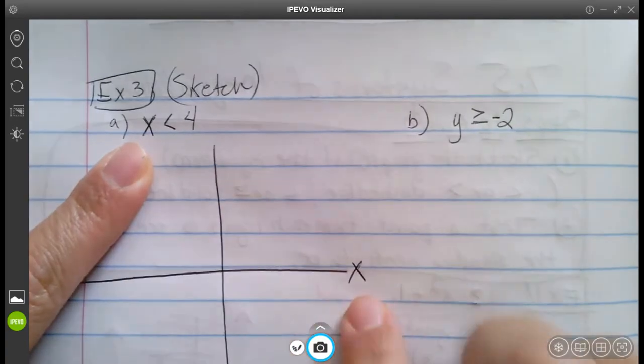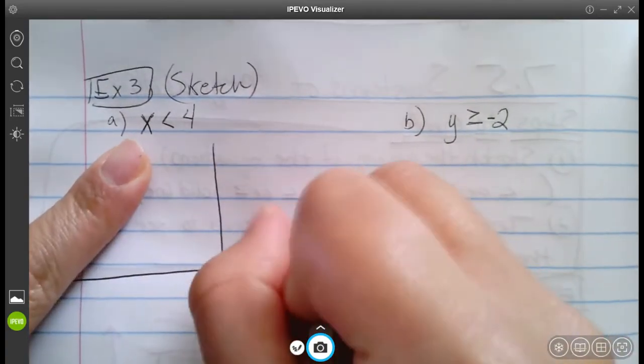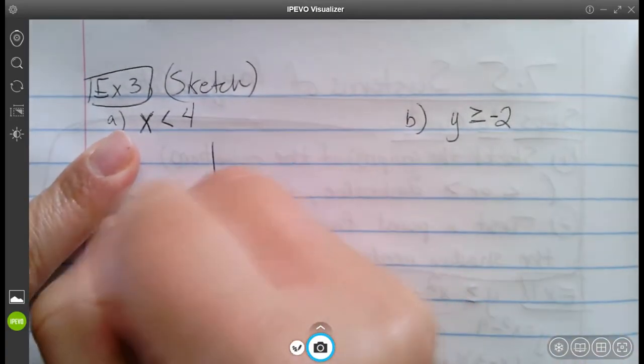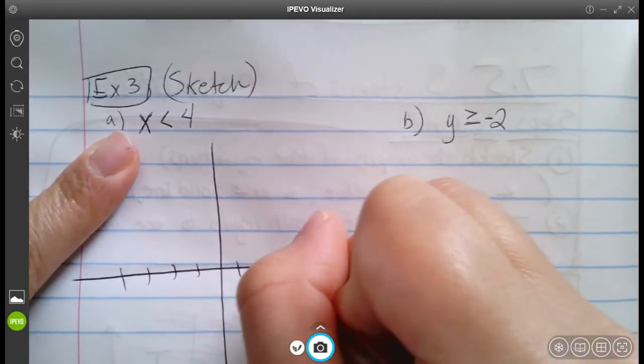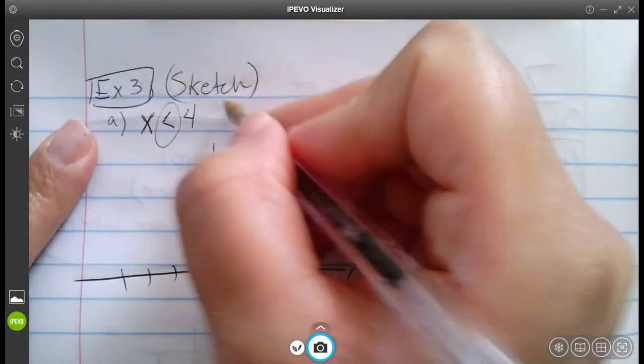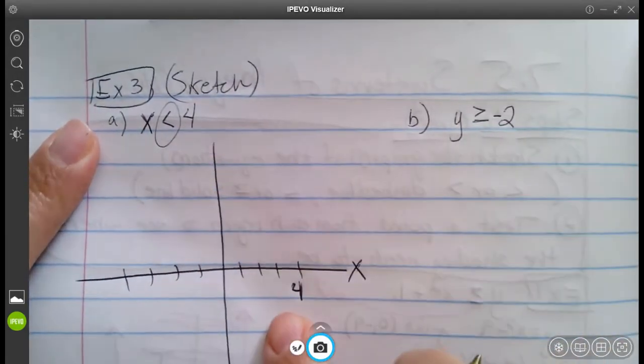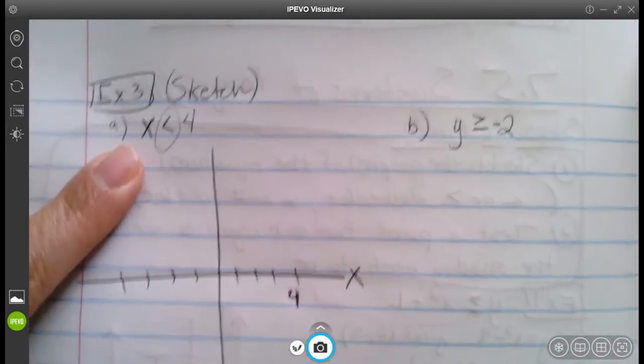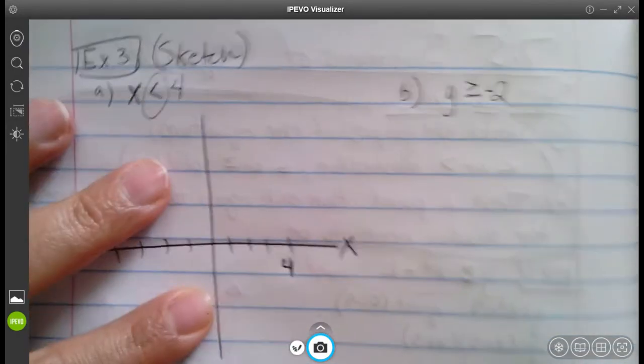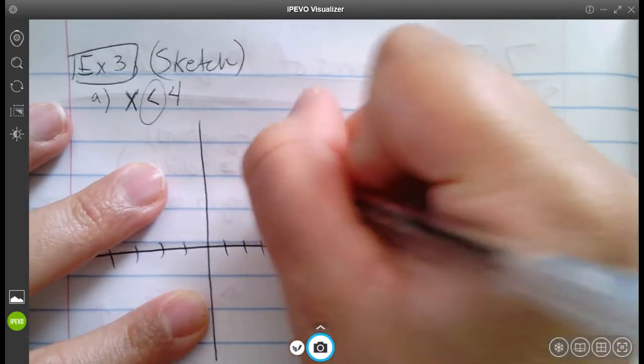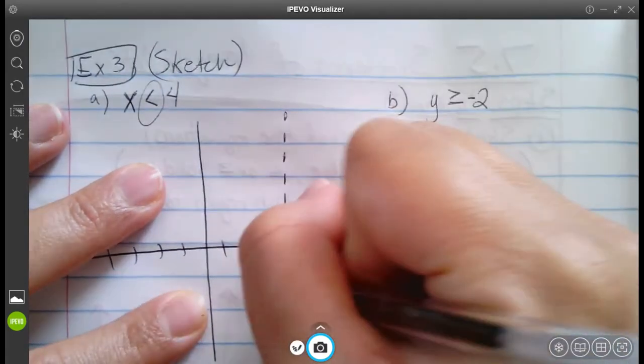Okay, so all we're going to do is look at where the x is. So let's find 4. 1, 2, 3, 4. I know from here that this is going to be a dashed line at 4. And since there is no y-intercept, there's no slope, this is actually a vertical line, like so.